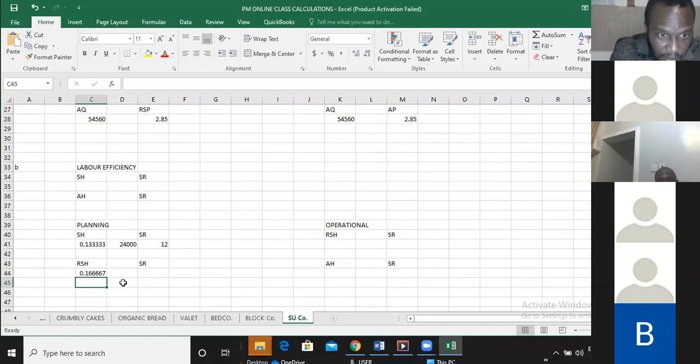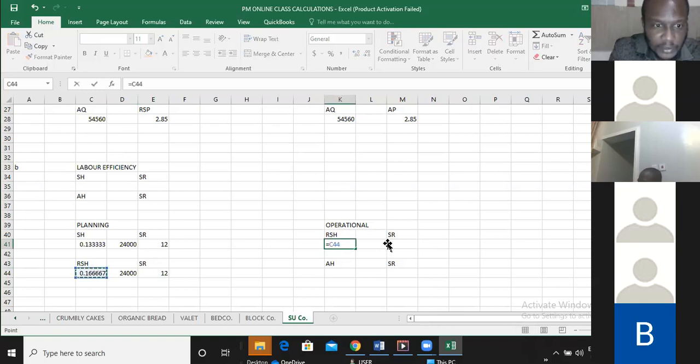So revised standard hour. And then we already have our rate. Revised standard hour is short for revised standard hour of actual production. So we have the actual production. All right, so operational now. I have my revised standard hour there already, so I just come and pick it from here without going upstairs. And then my standard rate is the same figure there. Remember, revised standard hour is short for revised standard hour of actual production. So we can pick that figure there.